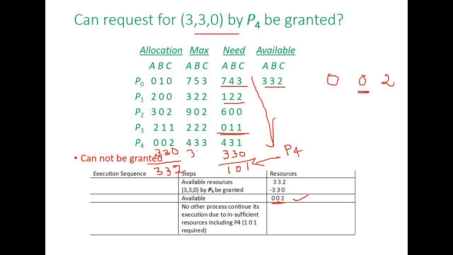So granting of the request 330 to process P4 makes the system enter into an unsafe state. So this leads to a deadlock state. Therefore, allocation of the resource 330 for process P4 is denied. So the request cannot be granted.